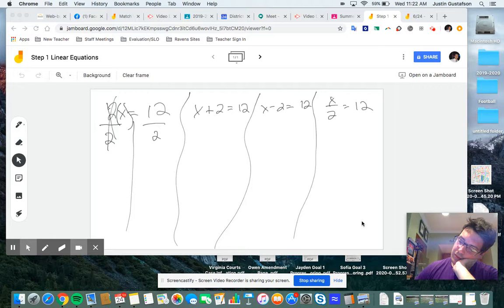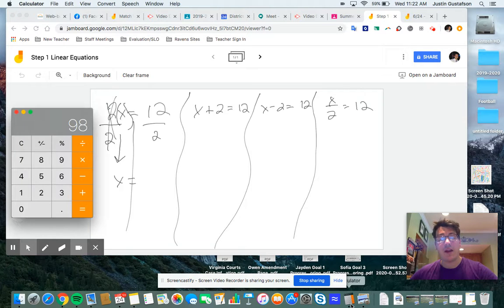Now, I have to drop my x because my x is by itself, okay? What do I have to do now? 12 divided by 2. If you can't do that in your head, I'm not judging you whatsoever. That's okay. That's why I have a calculator. 12 divided by 2 equals 6.